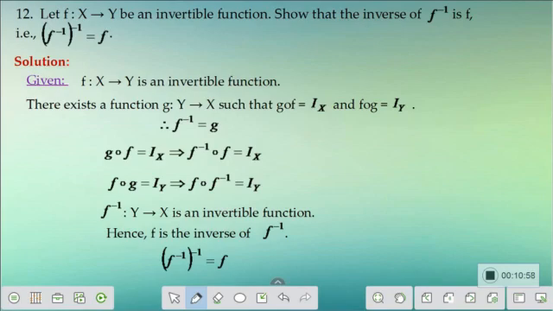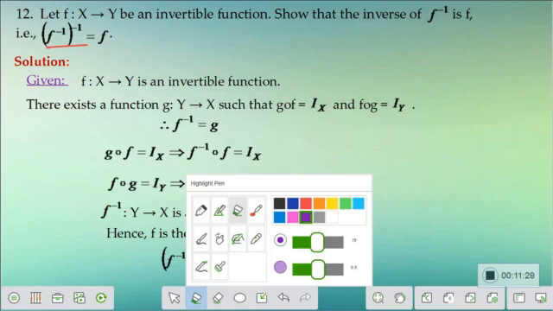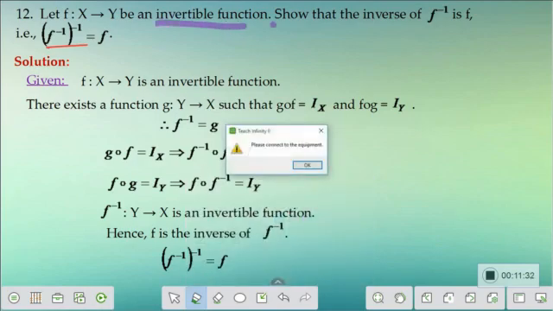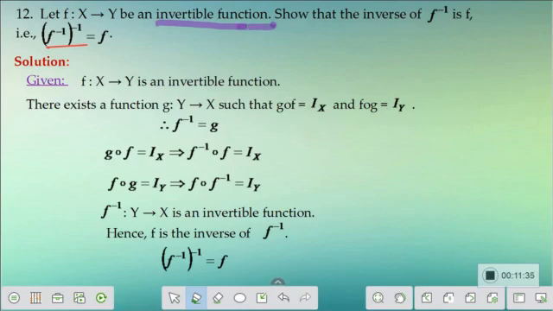There is the 12th problem. Let f from x to y be an invertible function. Show that inverse of f inverse is f, that is, f inverse whole inverse is equal to f. Now it is almost the same as the previous one, but there is one major difference here. In the previous problem we were given a function with some definition and we were trying to prove that f inverse of whole inverse is f. But here the very important thing to be noted is that we are given f is an invertible function. So it means that you have an inverse for this f. So let's move on to the proof of it.